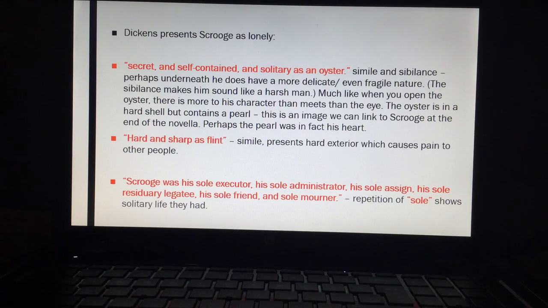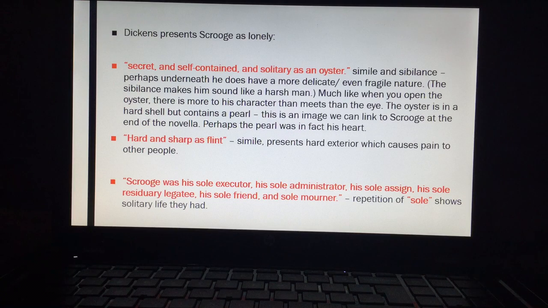Also, at the beginning, he is presented as a lonely man. Initially, we get secret, self-contained, and solitary as an oyster. We've got two things at play here. We've got your simile and your sibilance. Secret, self-contained, solitary as an oyster. So perhaps, if you picture an oyster, perhaps underneath he does have a more delicate and fragile nature. The sibilance makes him sound like a harsh man. Much like when you open an oyster, there is more to his character than meets the eye.